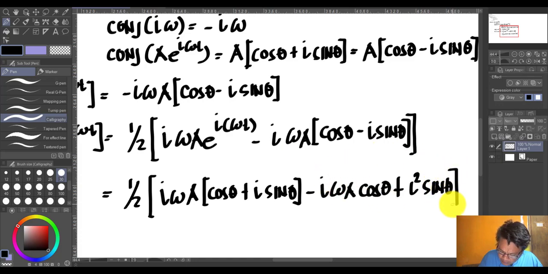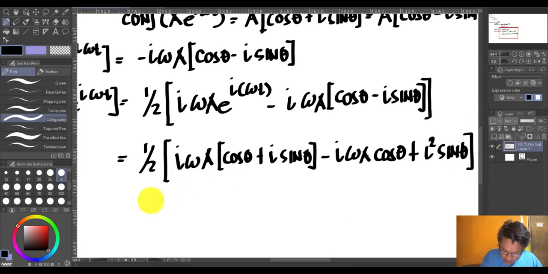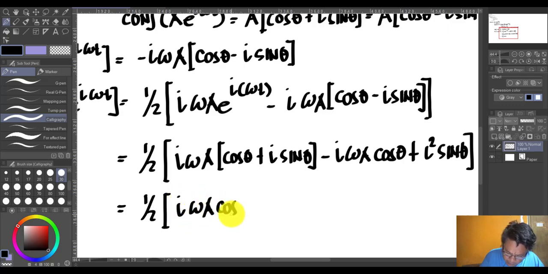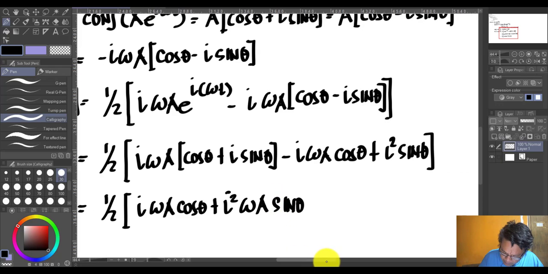So close parenthesis na natin yan. Okay, then I can further rewrite this one and distribute it here to the equation. So we have here, so that will be i ω A cosine of theta, plus we have your i squared ω A sine of theta, then that will be minus i ω A cosine of theta plus your i squared.